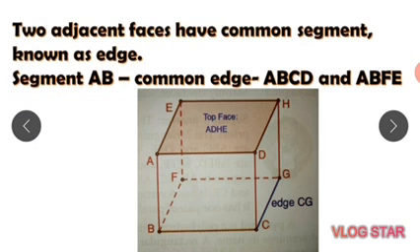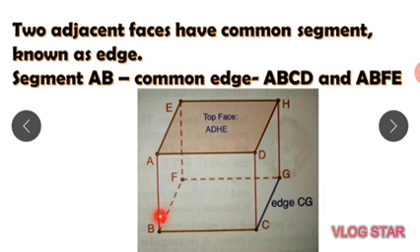Next, two adjacent faces have a common segment known as an edge. So segment AB is the common edge of face ABCD and ABFE. So their common edge is AB.